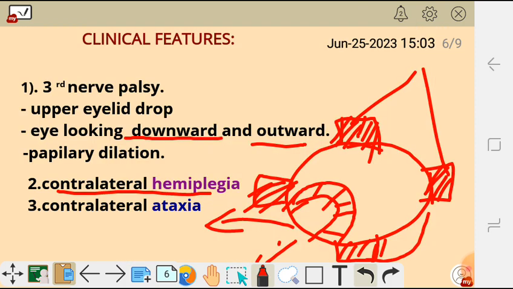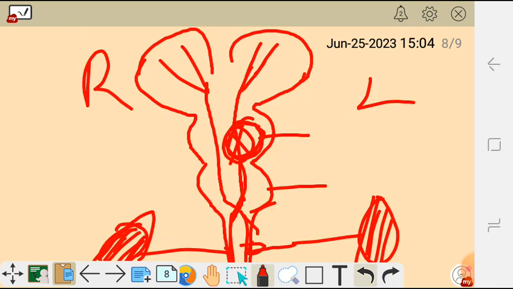And then from there we also have contralateral ataxia. This is loss of coordination in movement. Why? Because we have information coming from the cerebellum. It's just behind here, the pons. Information from the cerebellum involving coordination of movement is sent to the red nucleus in the midbrain there.